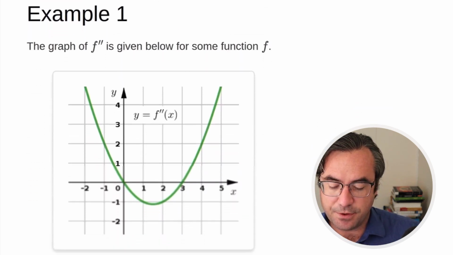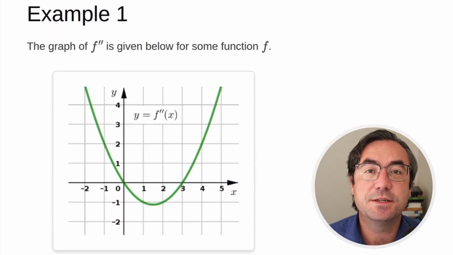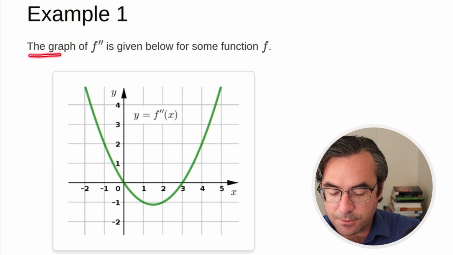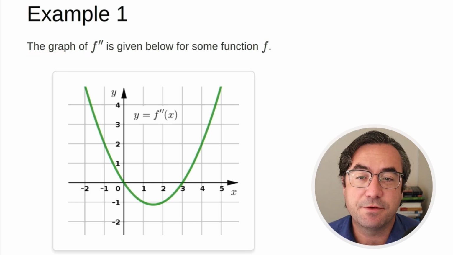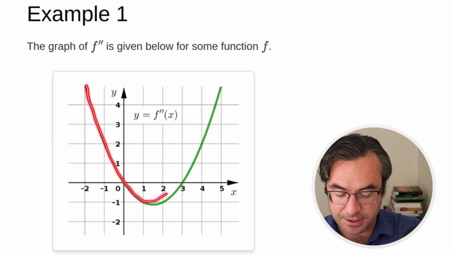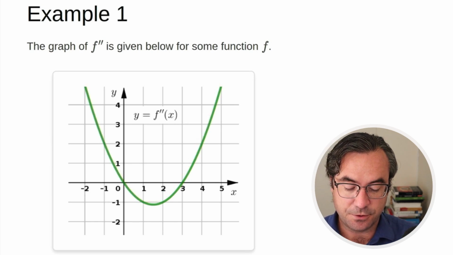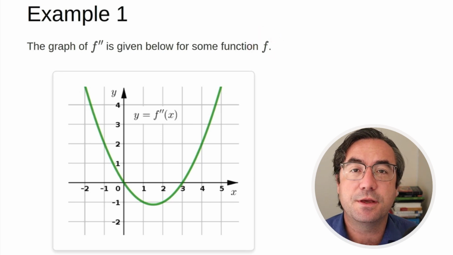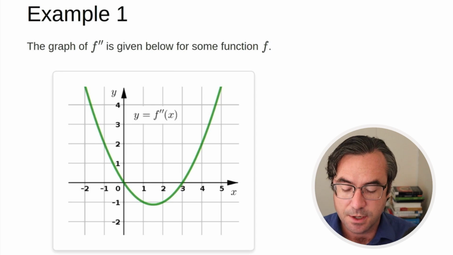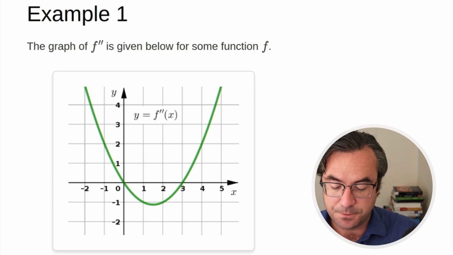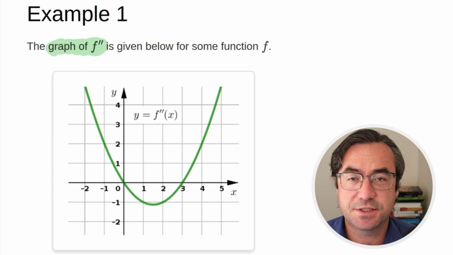Let's look at example 1, though. So we're going to put this in a slightly different context. So here we're given the graph of f double prime. We're given the graph of the second derivative. So this is not our original function. So we're going to be considering the original function. We want to recover the information. What do we know about this function? But what we have here is just the graph of f double prime. So this is what we have, the graph of its second derivative.